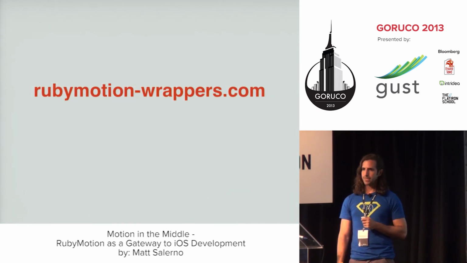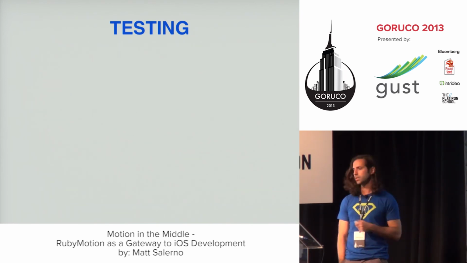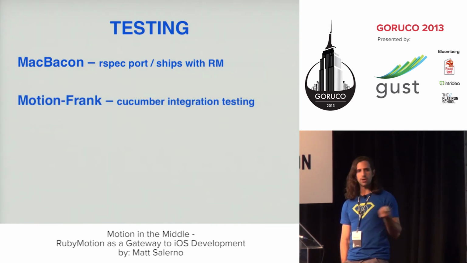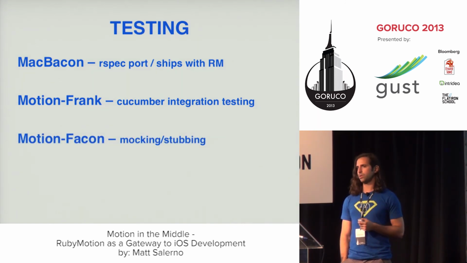There's also a cool example of Rubyists bringing some of their good hygiene and good manners over to the RubyMotion world, in that there's a lot of testing going on. Some of the frameworks being used are MacBacon, which is an RSpec port that ships with RubyMotion, MotionFrank, which lets you do Cucumber integration testing for iOS, and MotionFake, a great mocking and stubbing library that I've been playing around with a lot. And there's plenty others, so check them out.